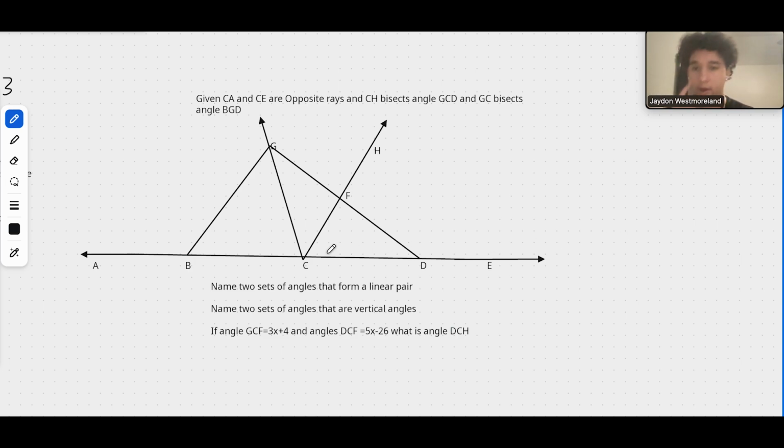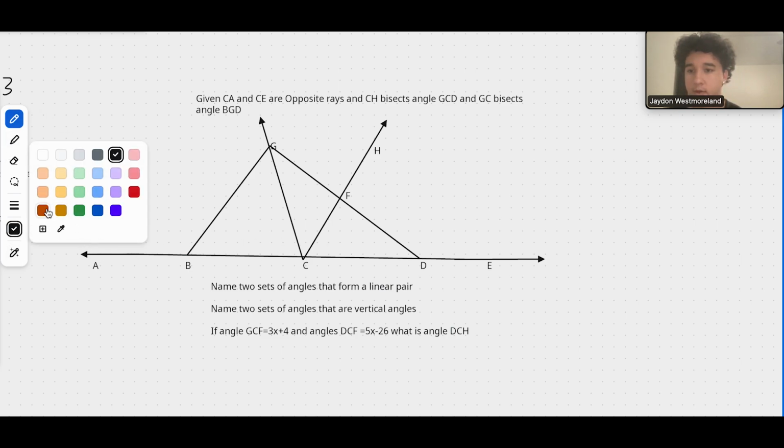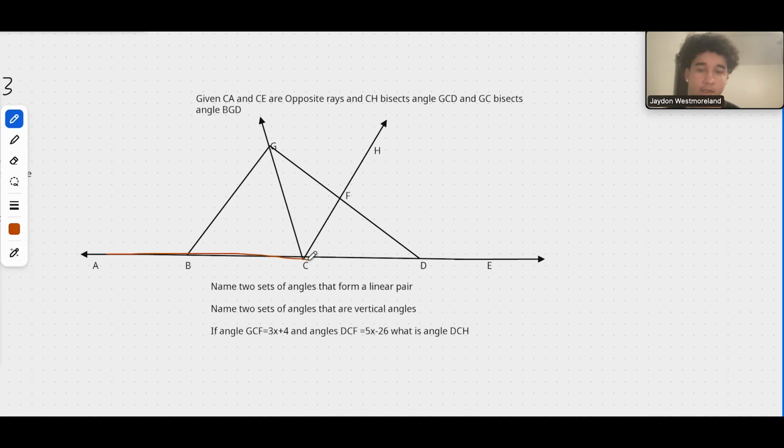So right here, what I'm noticing is angle ACH. Let me use a different color here. ACH, so it's going to be this. And angle HCD here, create a linear pair. Right? Notice how it's supplementary with each other. It's creating a straight line.